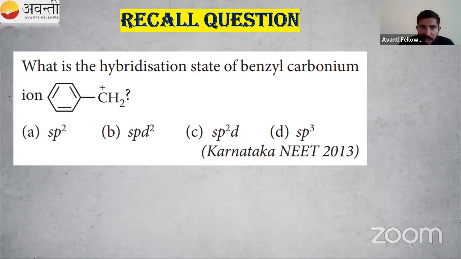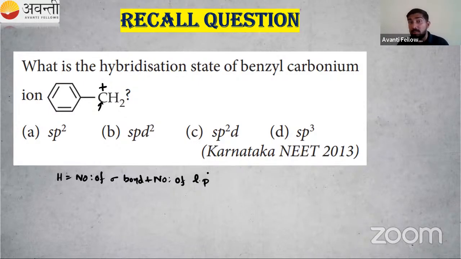How to find? We have a positive charge, so we have to find the hybridization of this carbon atom. Hybridization is equal to the number of sigma bonds plus the number of lone pairs. There are different equations you can use; you have studied it in chemical bonding. So count the number of sigma bonds. Here C, then 1H, 1H, then there is a plus charge. Can you tell me how many sigma bonds are present here?